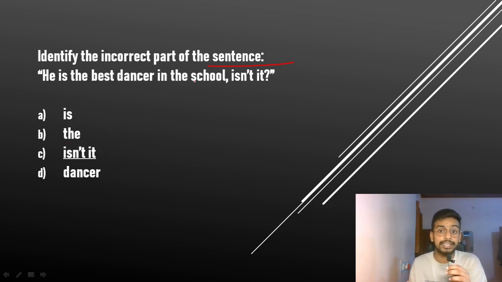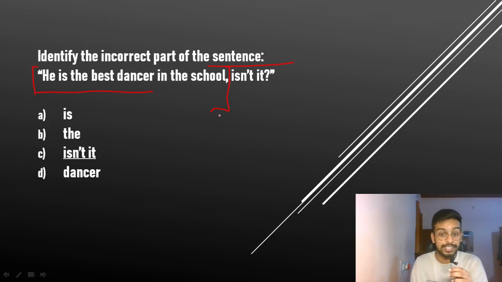So what is the incorrect part of this sentence? He is the best dancer in the school, isn't it? Basically this is the part that is wrong. Before that, it is a correct sentence: He is the best dancer in the school.